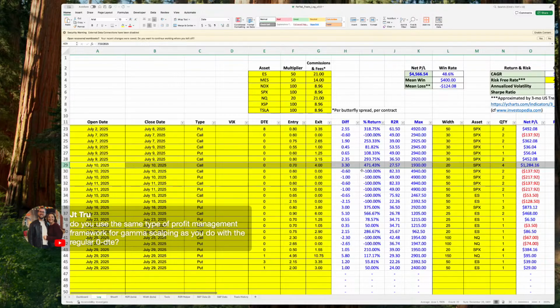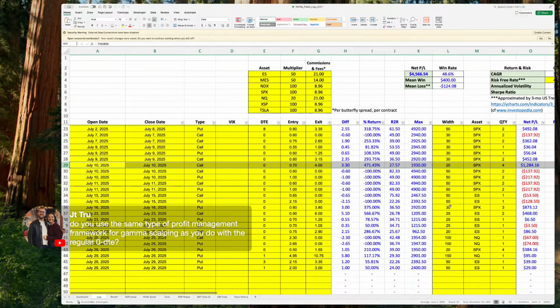And so it was 20 wide. Now, I usually don't trade 20 wide. That's how I can tell that this is the gamma scalp, because I put on a 20 wide, put it very close to the structural level. I took 4 contracts, and I entered at 70 cents and exited at $4. I think I was in this trade for about 5 minutes and made $1,284. So that's a typical gamma scalp.